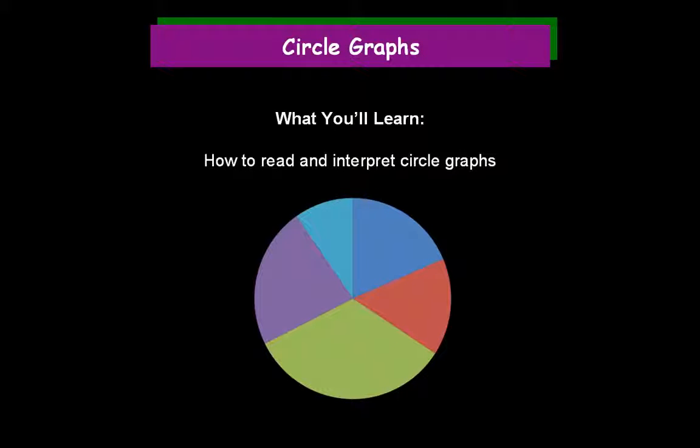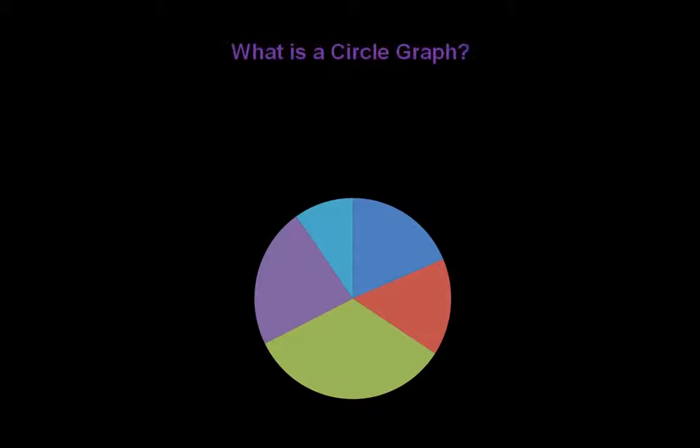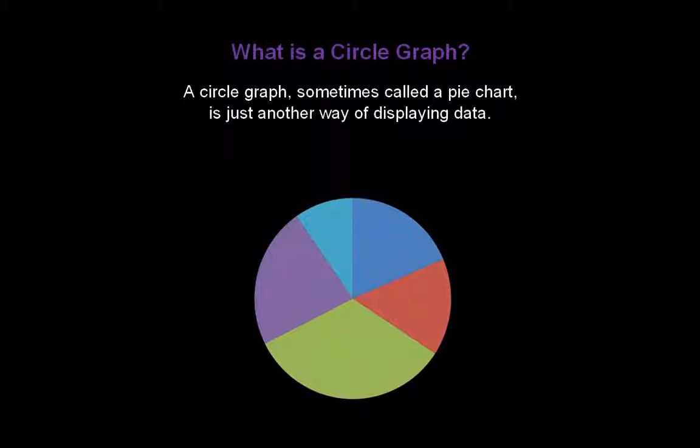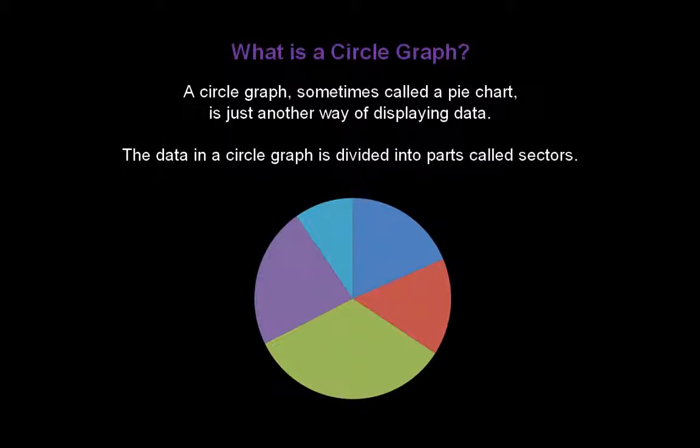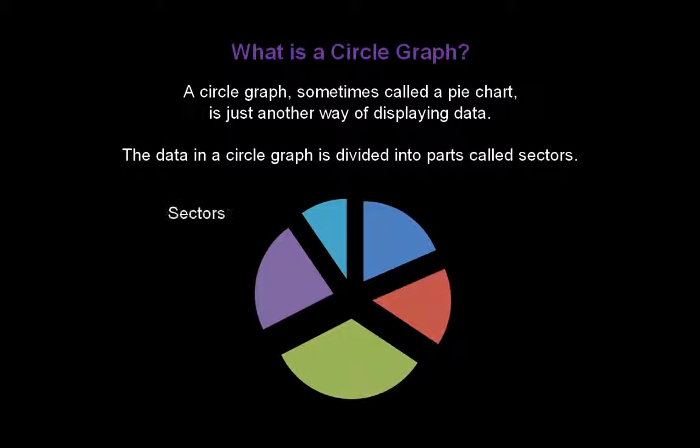Here's what you'll learn: how to read and interpret circle graphs. First of all, what is a circle graph? Well, a circle graph, sometimes called a pie chart, is just another way of displaying data. The data in a circle graph is divided into parts that are called sectors.